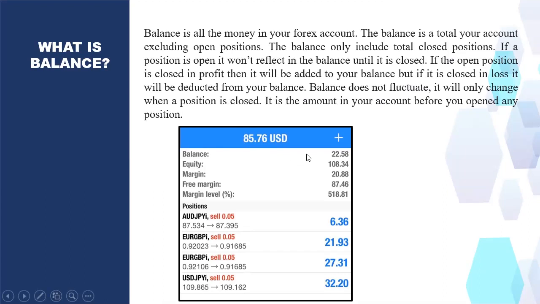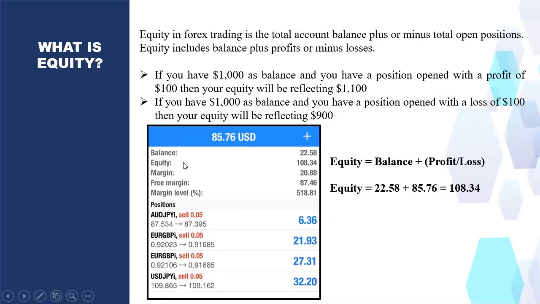So right now we can see that the balance is 22.58. So the balance is your money that you deposited before you started trading. It will only fluctuate after closing a position. If you close a position in loss, it will be deducted from the balance. So next slide, what is equity?